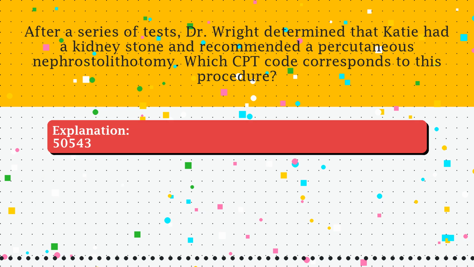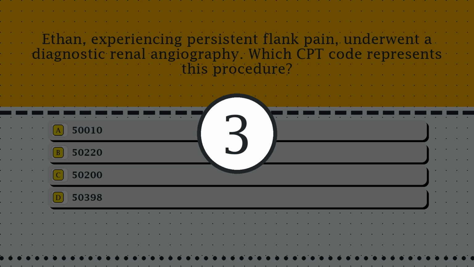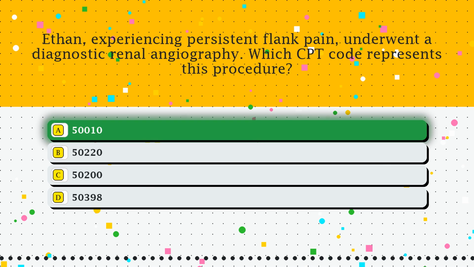Question 197. Ethan, experiencing persistent flank pain, underwent a diagnostic renal angiography. Which CPT code represents this procedure? Option A, 50,010. Option B, 50,220. Option C, 50,200. Option D, 50,398. The correct answer is option A, 50,010.